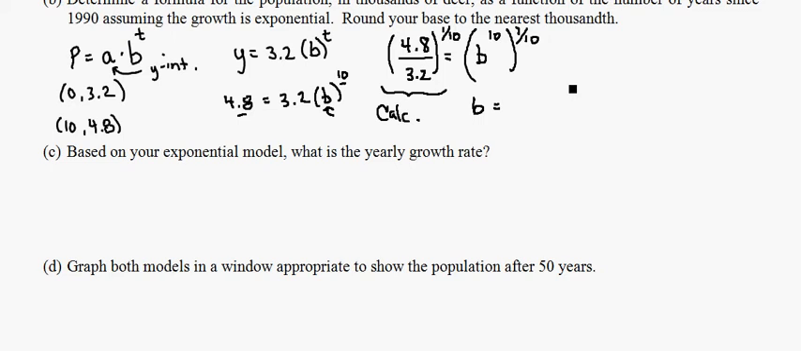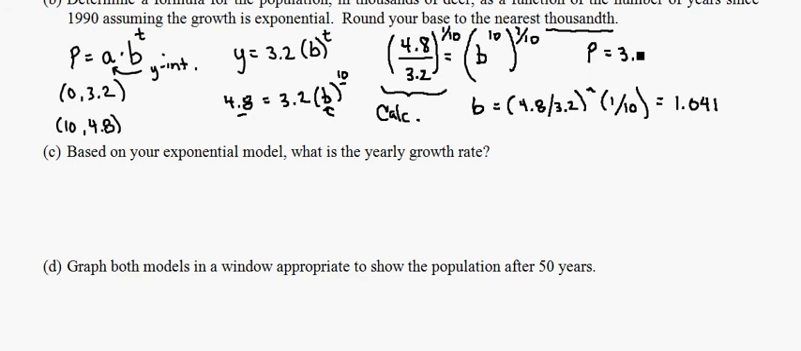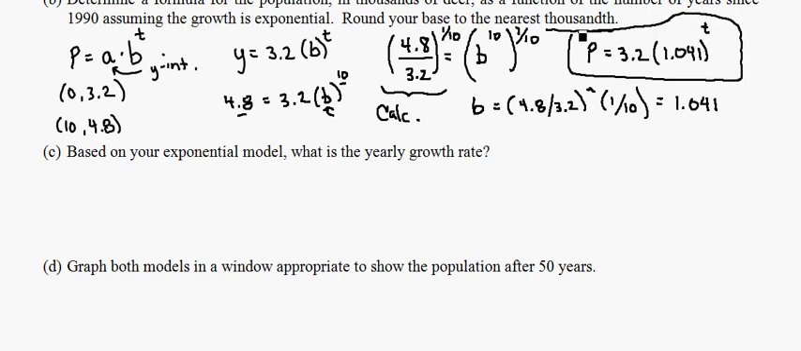All right. Let's do it. So if we enter this into our calculator, and you're very, very careful, on a calculator that doesn't have any kind of real fancy stuff on it, very often you're going to have to enter it like this. Being very careful with the parentheses, and that's going to give us a b of 1.041 rounded to the nearest thousandth. We still should write down our model. P equals 3.2 times 1.041 to the t. Try not to use x if the model is phrased in terms of time.